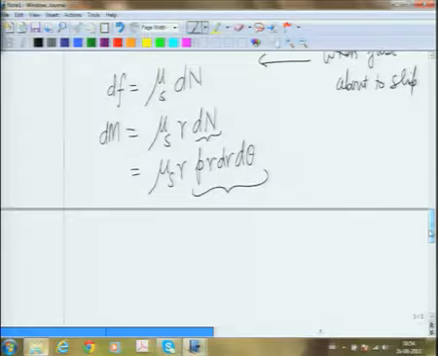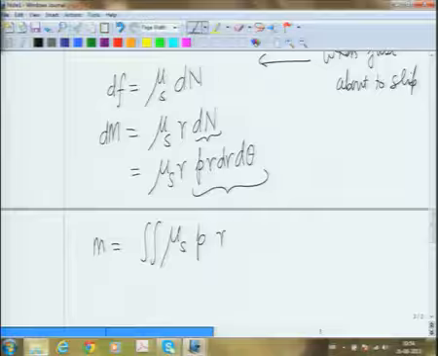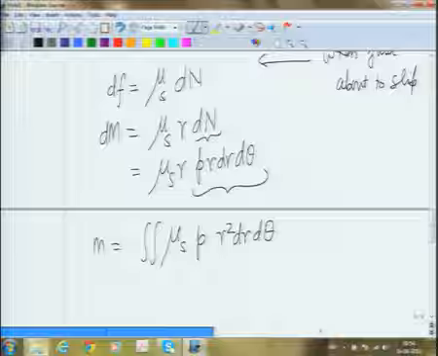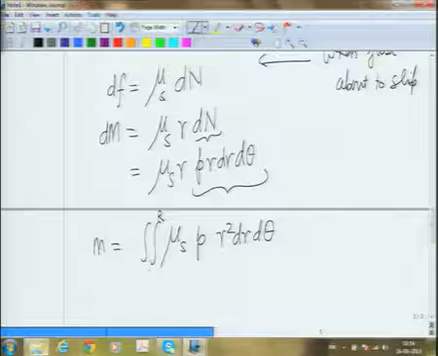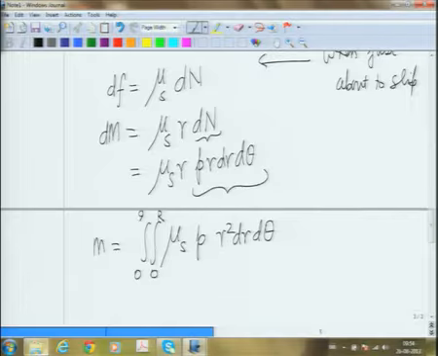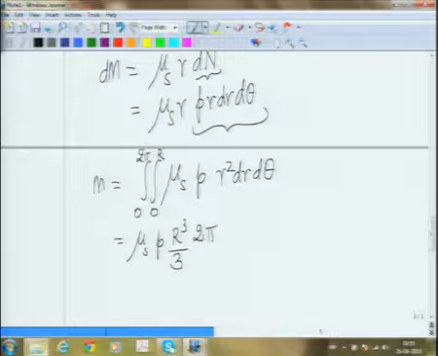So, therefore, the total moment will be the integral of mu s times p r square dr d theta, and once again r goes from, in our case, 0 to R, and d theta goes from 0 to 2 pi. So, therefore, this becomes equal to mu s times p times R cube by 3 times 2 pi.